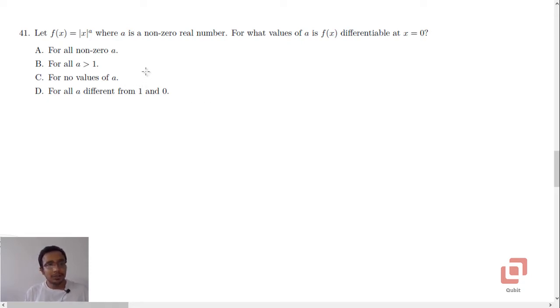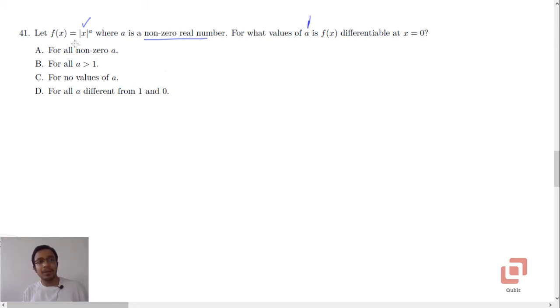So this question says: let f of x be equal to mod x raised to a, where a is a non-zero real number. For what values of a is f of x differentiable at x equal to 0? For all non-zero a, for all a greater than 1, for no values of a, for all a different from 1 and 0. Now we observe that the only restriction they have put on a is that it is a non-zero real number. So it can be positive, it can be negative.